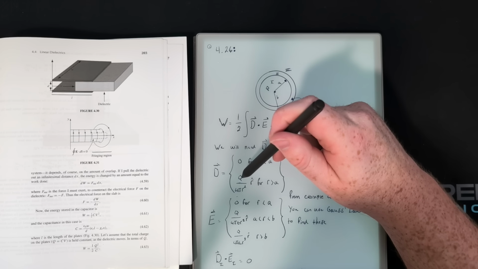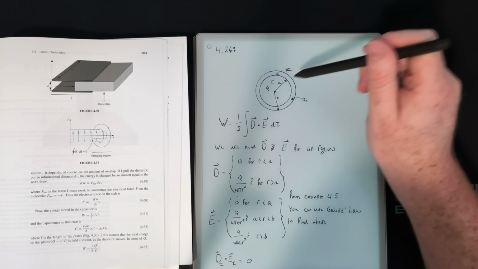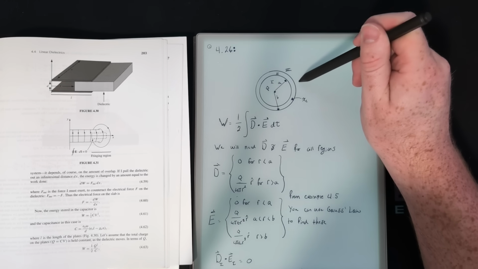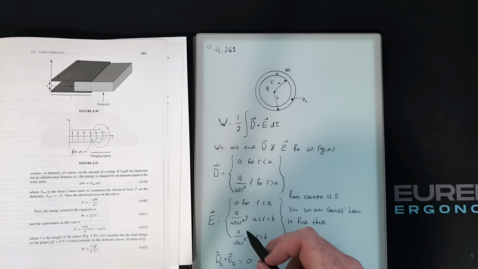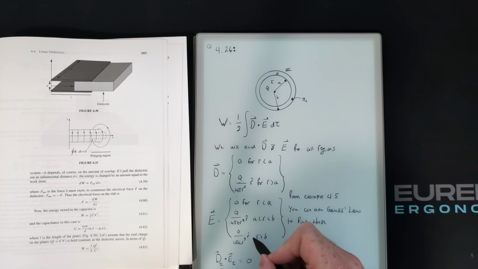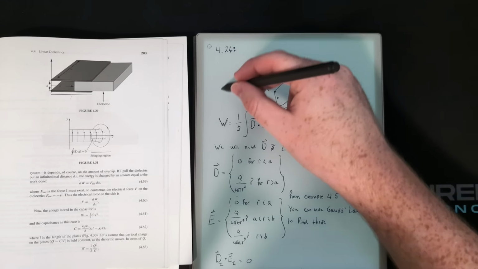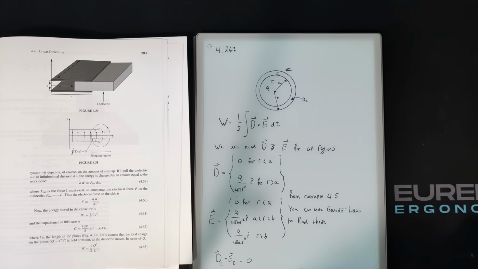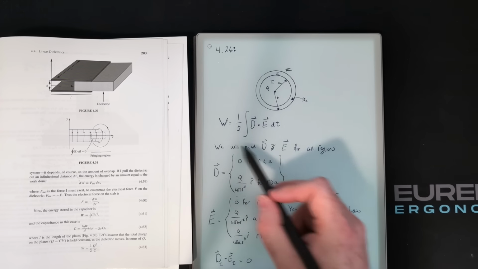The displacement field is going to be Q over 4 pi r squared in the r hat direction for r greater than A. And that holds for inside of the dielectric material as well as outside of the dielectric material. Then the electric field in the region between A and B is going to be Q over 4 pi epsilon r squared. And the electric field in the region outside of both spheres is just going to be Q over 4 pi epsilon naught r squared. So these are the relations that we're going to use for deriving the work here.